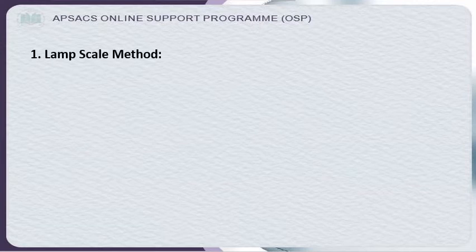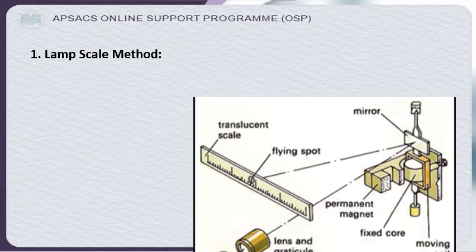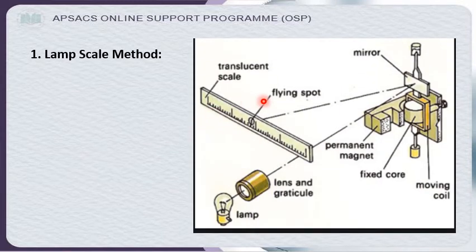Now there are two methods to measure the angle of deflection theta of a moving coil galvanometer. Number one is known as the lamp scale method. For the lamp scale method, you can see here there is a lamp that is placed. In this construction, there is a permanent magnet, a fixed core, and a moving coil, so this is the arrangement of the moving coil galvanometer. And above that there is a mirror placed.